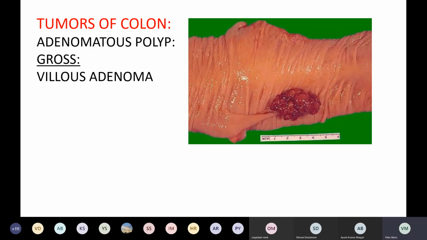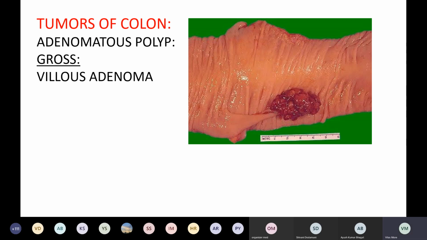Next is the tumors of the colon. So the first is a benign tumor, which is the adenomatous polyp. Adenomatous polyp is, as you know, the adenoma is a benign tumor arising from glandular epithelium. So this is a picture of adenoma, which may be pedunculated, that means it has a stalk, or it may be sessile. In the picture, it shows the sessile growth.